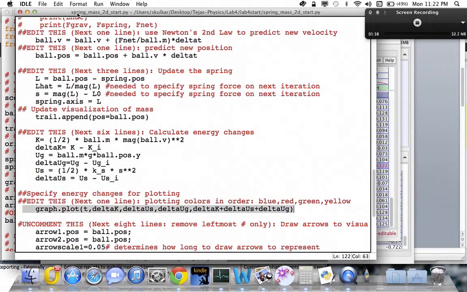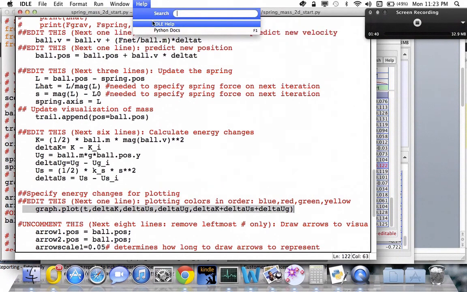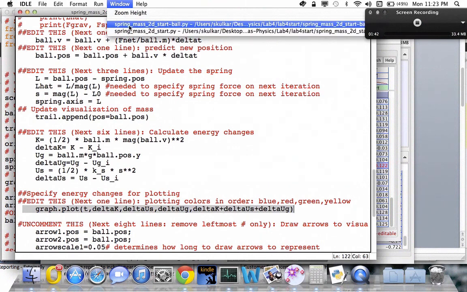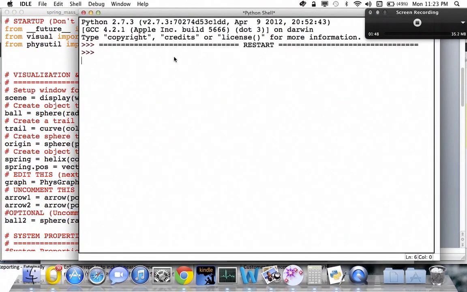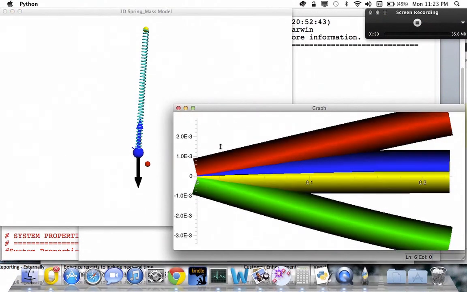So now we're going to run the module with a different graph. The module is going to be the same, except the graph is going to be slightly different.